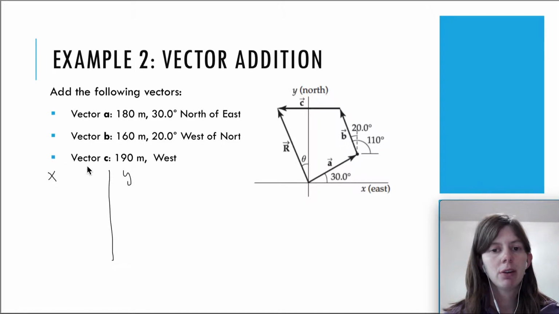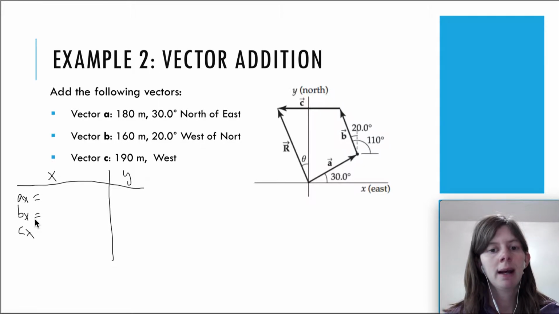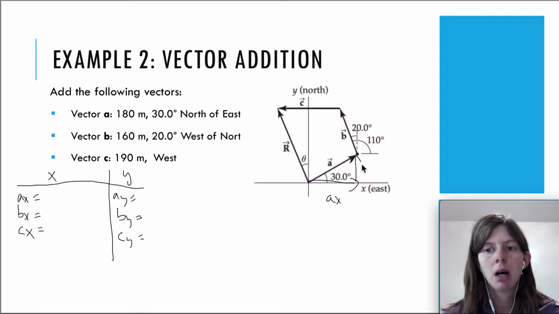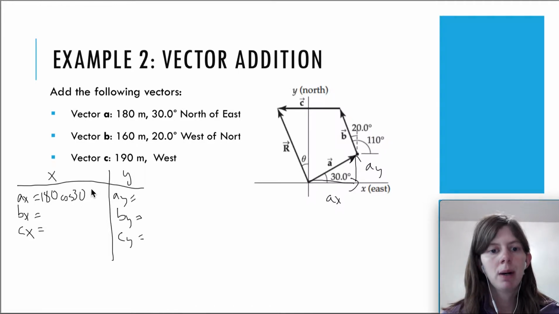And then there are 3 vectors, so I like to go ahead and write down the x components for each vector, ax, bx, and cx. And then I like to write down the y components, ay, by, and cy. And then I like to fill in the blanks. So vector A here, the x component would be to the right, and the y component would be upward. So the x component would use cosine because it's adjacent, so 180 cosine of 30, and that's going to be about 156.